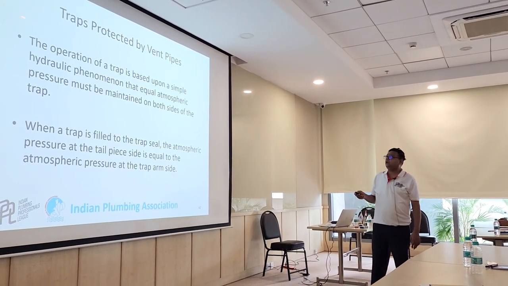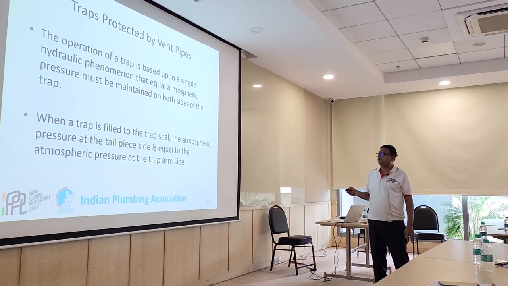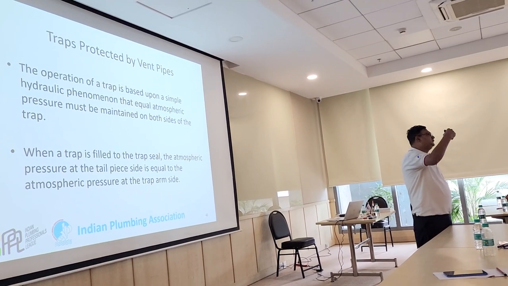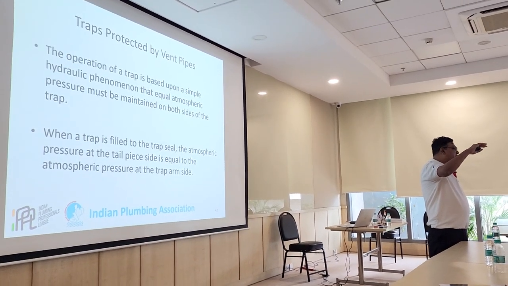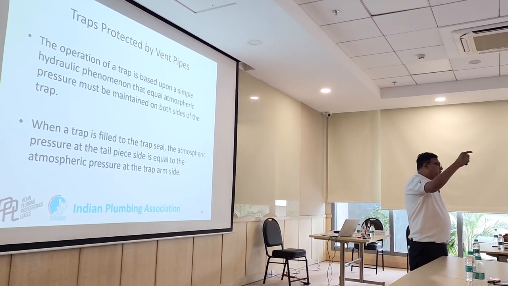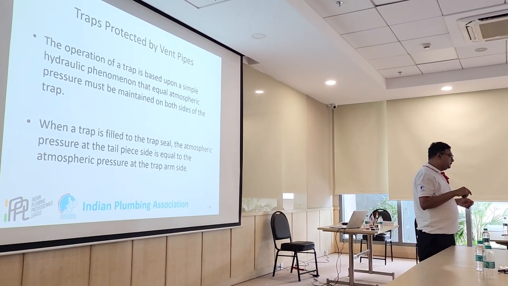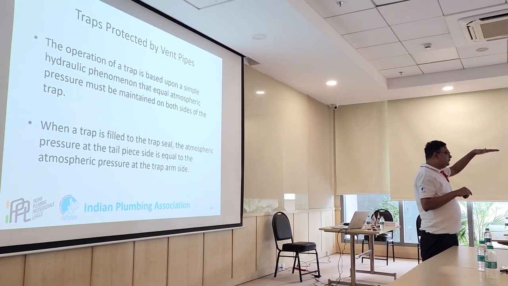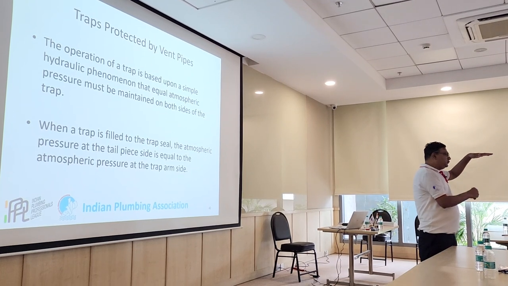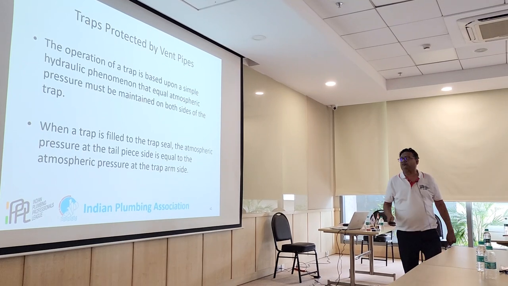Traps protected by vent pipes. The operation of the trap is based upon the simple hydraulic phenomenon, that is equal atmospheric pressure on both sides. When you flush something, the atmospheric pressure acting at the point of your WC or wash basin and the atmospheric pressure within the waste pipe must be the same. If you close your waste pipe from the top, the water will not go out below. So it will suck your traps in, then it will go below. Okay? So you have to be very careful about it.